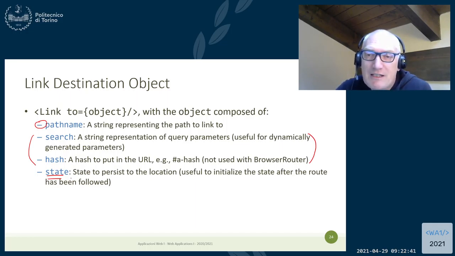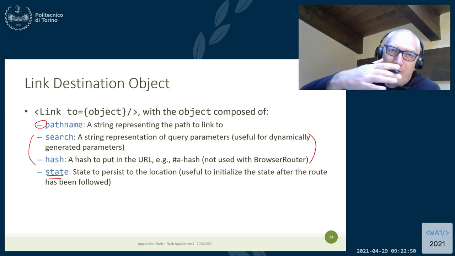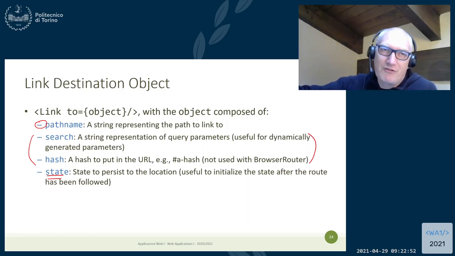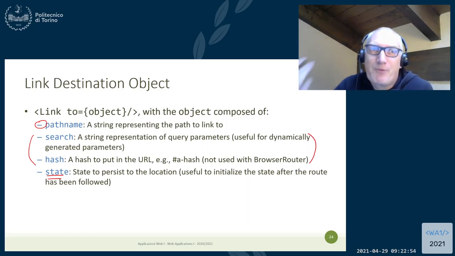It's unfortunate that this attribute is called state, because actually it has nothing to do with the state of the component. It is not the state of the first component, it's not the state of the destination component. It's just a property of the location that can store some objects inside. And it's an internal mechanism of the browser. It's the browser itself that is managing this state object.